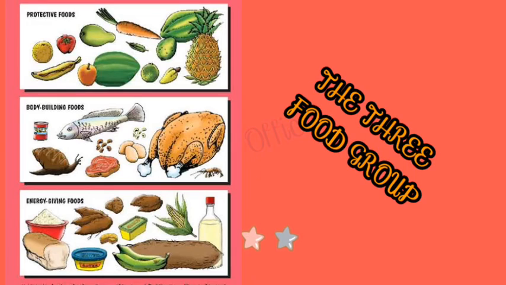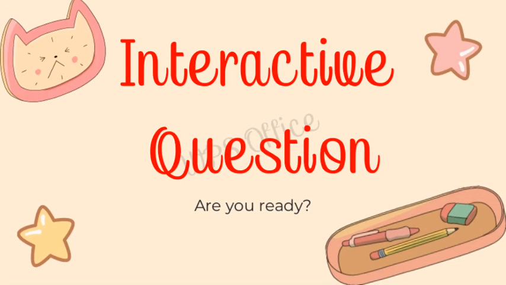Why also the protective foods? We said they are mainly what? Vegetables and fruits. I hope you remember that. Don't forget, we said that the food groups are divided into three. They are divided into how many? Three. Great. Now let's take just one interactive question.